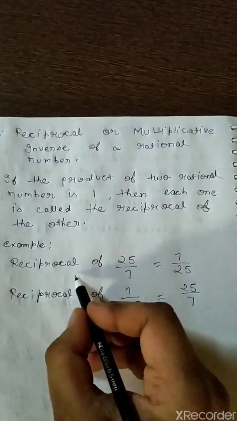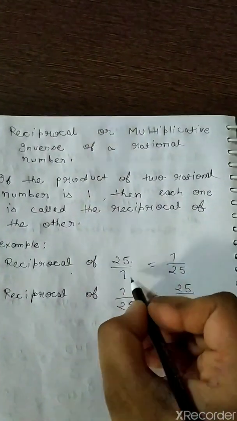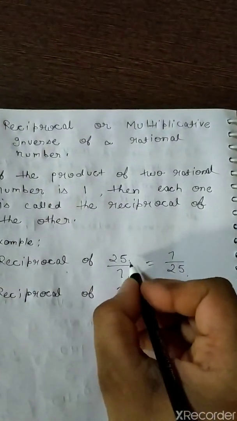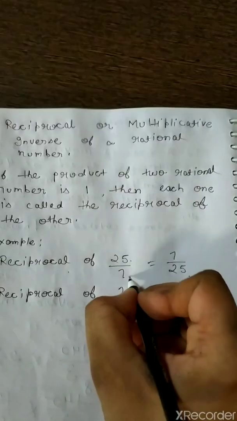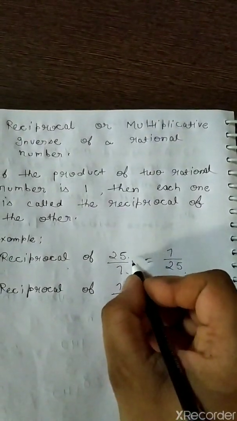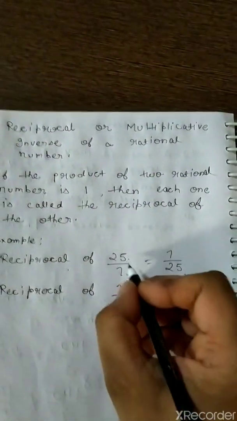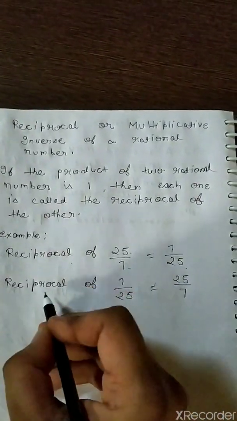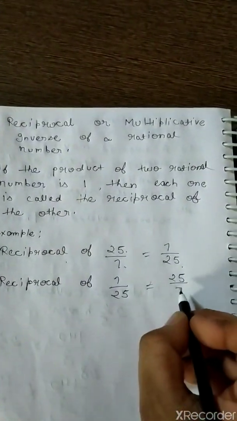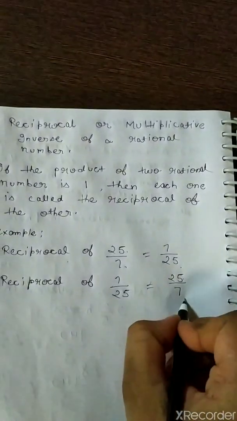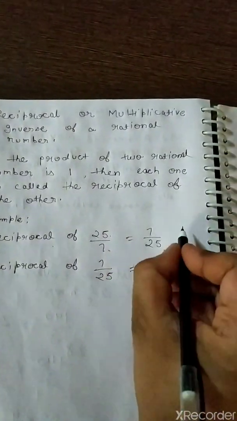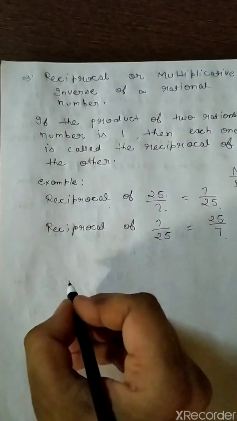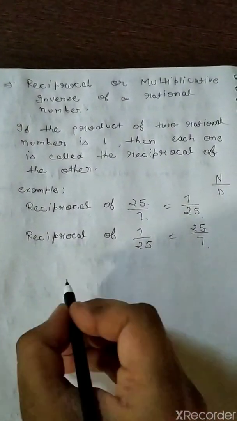For example, we can write that the reciprocal of 25 by 7 is equal to 7 by 25. We have to interchange the places of numerator and denominator. This denominator is going to the place of numerator and the numerator is going to the place of denominator. Same here, the reciprocal of 7 by 25 is 25 by 7, meaning you will interchange the places of numerators and denominators. Then their product is 1.